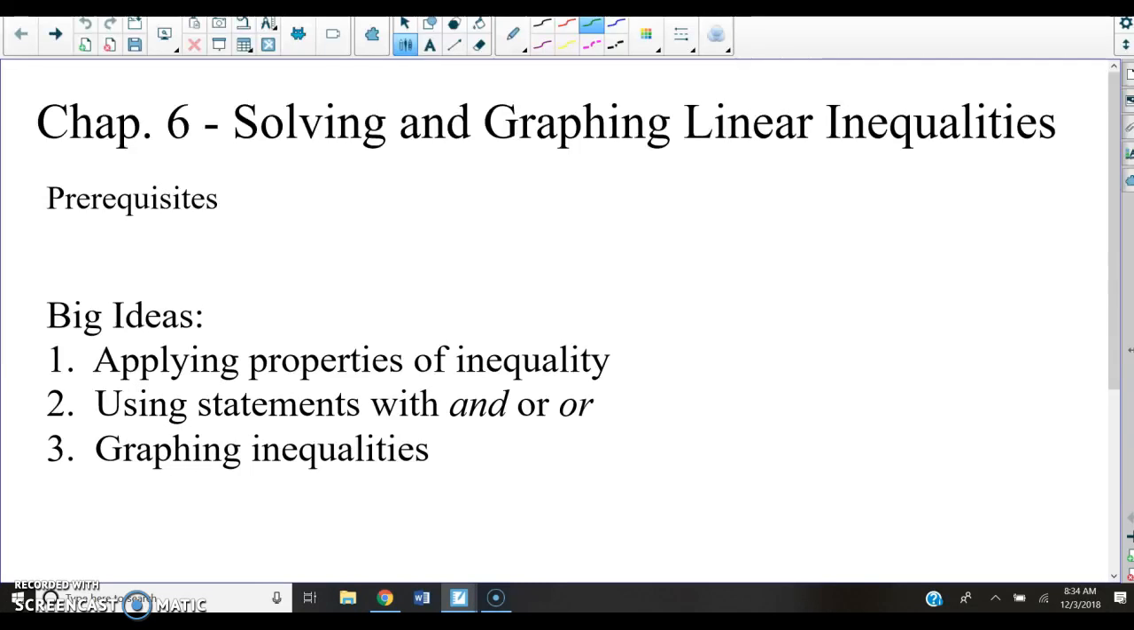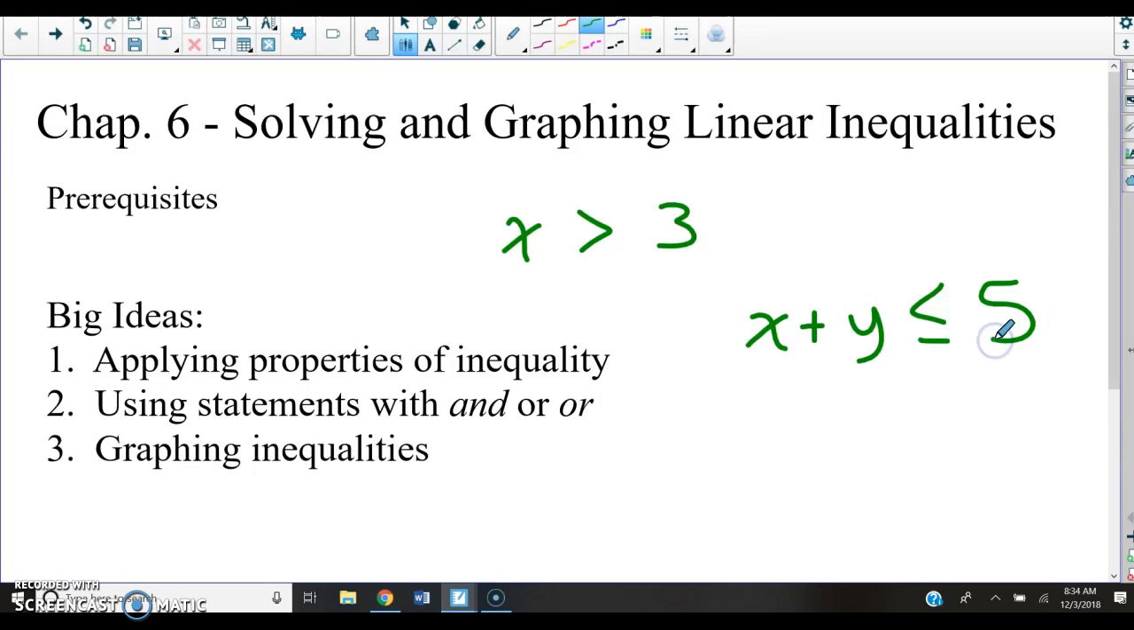We're going to take a look in chapter 6 at solving and graphing linear inequalities. We're going to start with single variable inequalities, so something like x is greater than 3, and then we're going to move to two variable inequalities, so for example, x plus y is less than or equal to 5.